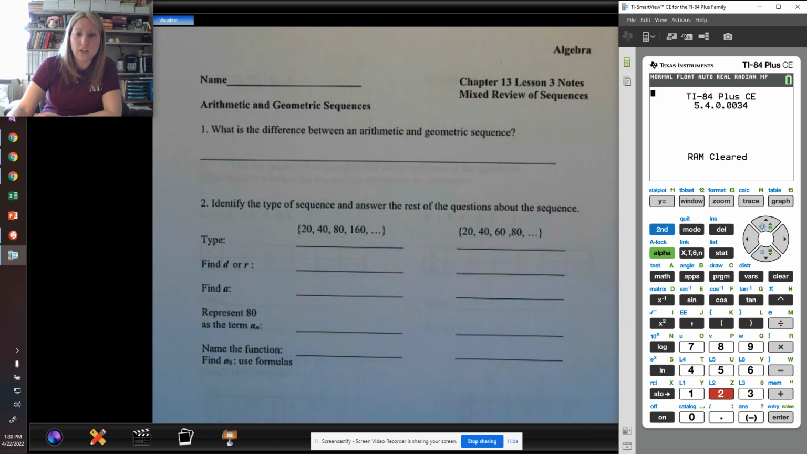Hello there, algebras, and welcome to your Chapter 13, Lesson 3 notes, a little bit of mixed review of arithmetic and geometric. So starting right off with what is the difference between arithmetic sequences and geometric sequences?